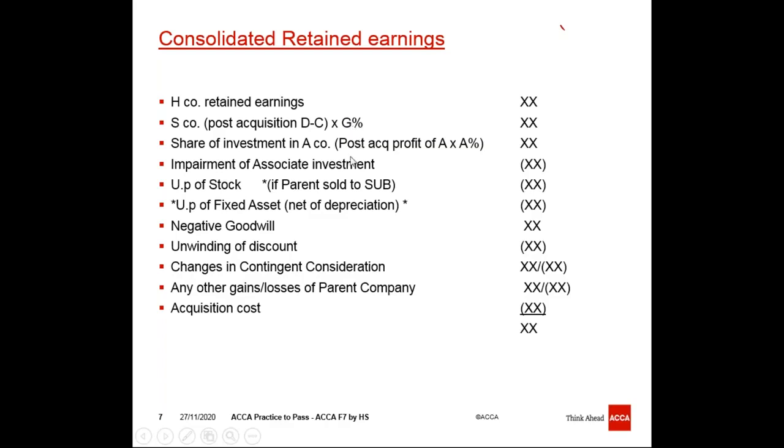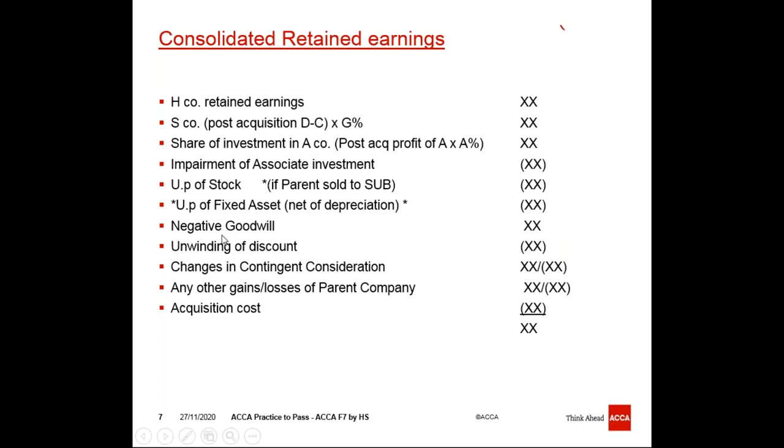Then you are required to adjust the share of associate profit if they have any. Then impairment losses should be deducted from here. Unrealized profit if the subsidiary company sold to the parent. Sorry, if the parent sold to the subsidiary. Similarly, there might be some cases when you face the unrealized profit on the fixed assets. There might be a situation in which the parent company is selling the non-current assets to the subsidiary company, or the subsidiary company is selling the non-current asset to the parent company. In this situation, you have to make the adjustments net of depreciation.